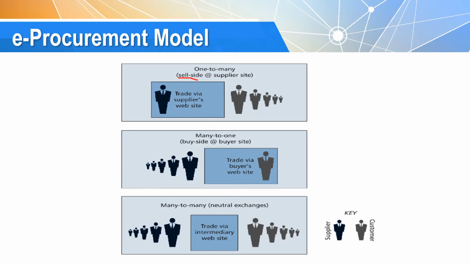Okay, the second here is a buy side or buyer side. It's many-to-one relationship. Many-to-one, many is a supplier, and then the supplier will interact or trade via buyer website. Okay, and then lastly is e-marketplace or neutral exchanges. Okay, we call it as e-marketplaces nowadays. It's a many-to-many. It's trade via intermediary website. Okay, many-to-many.